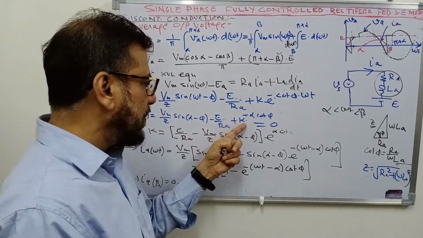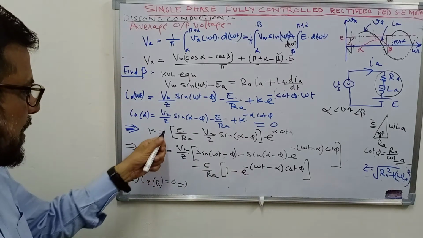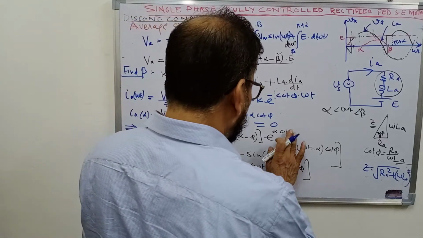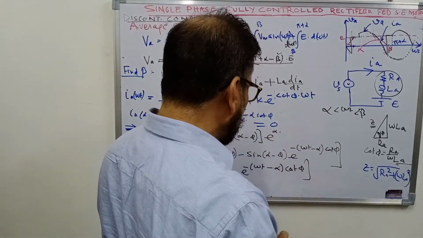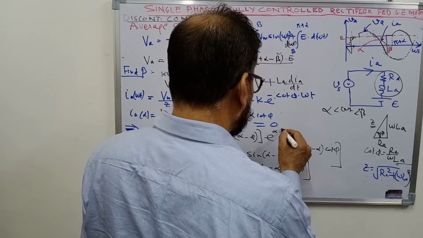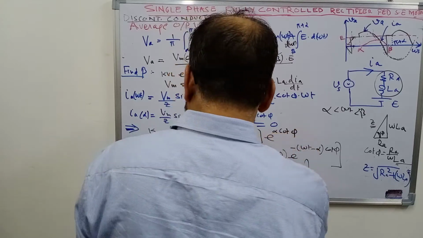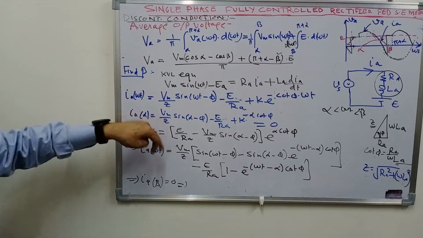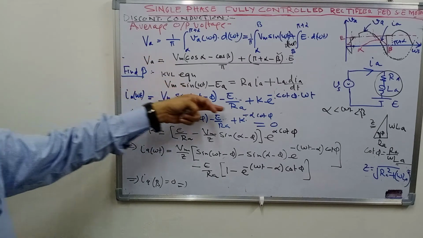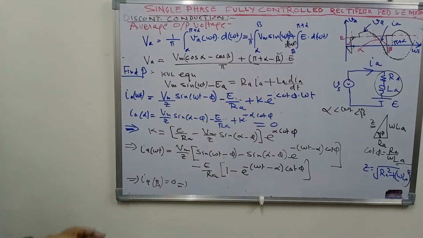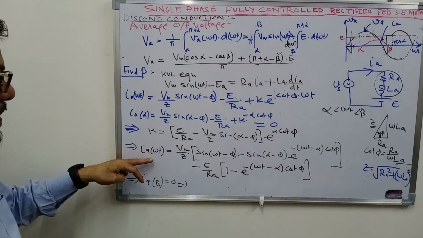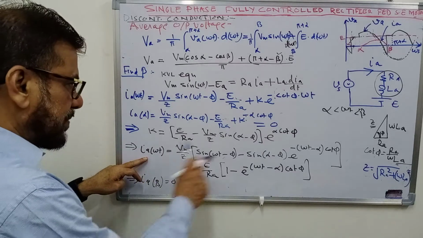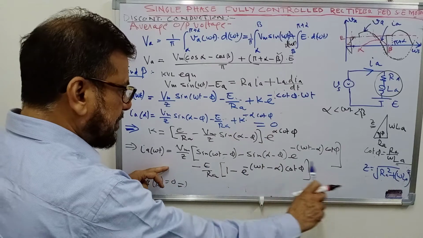You can find out the value of constant k, and this comes out to be E upon Ra minus Vm by Z sin alpha minus phi e to the power alpha cot phi. So this is the value of constant k. You just put the value of k in the equation here, and finally determine the equation of the current Ia.